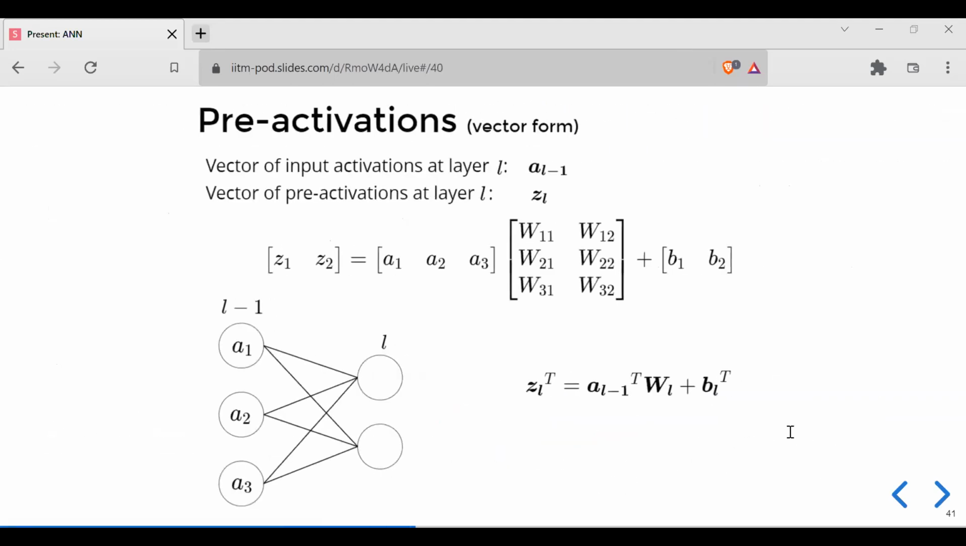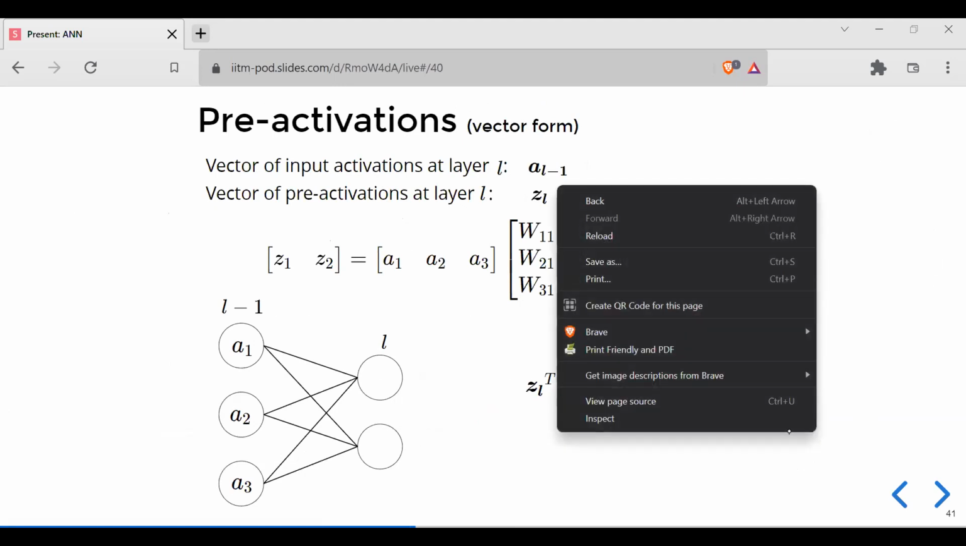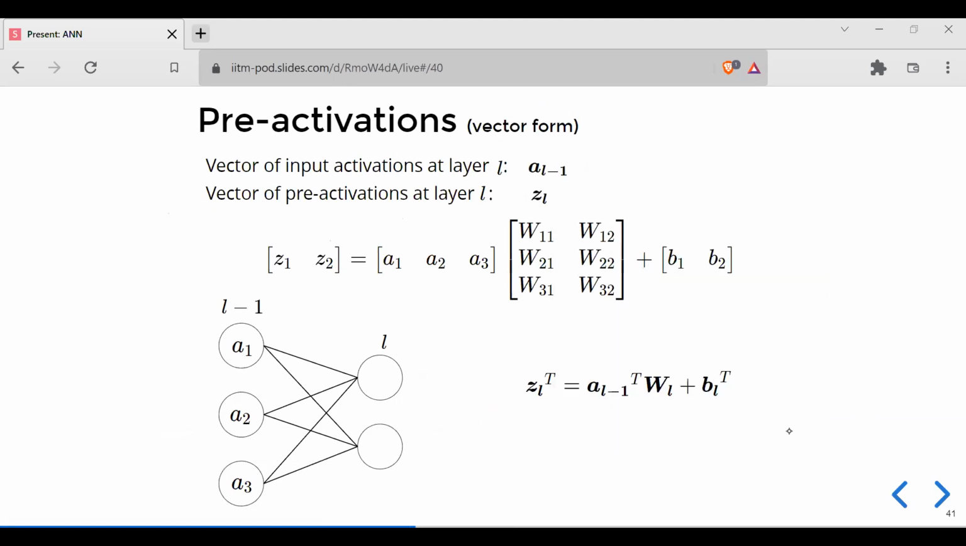Pre-activation is generally denoted by A. So A(L-1) denotes the pre-activation for the Lth layer. Okay, and Z(L) denotes the activation.